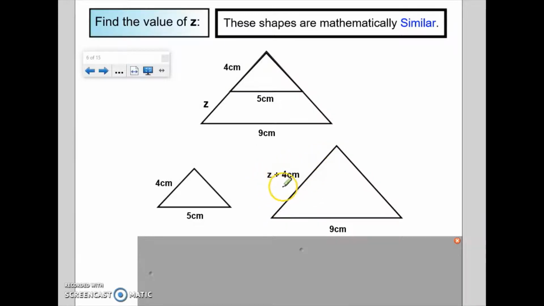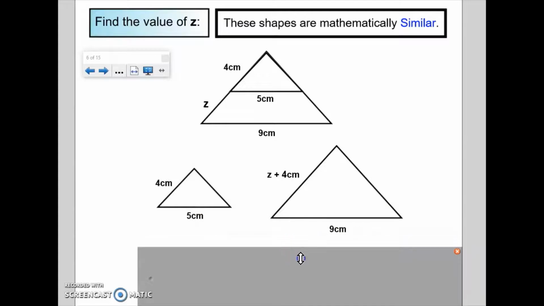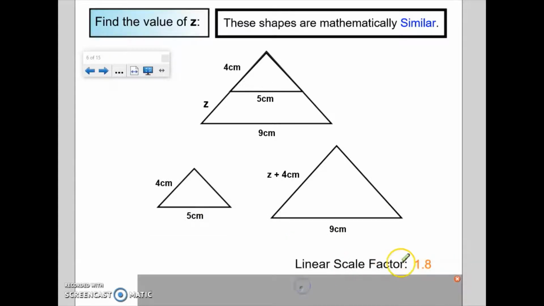Okay, so this is a slightly different question to what we've had in the previous examples. We're just going to need to do one extra little step to solve for z. First of all, I'm going to find my scale factor. So to get from this line here to this line here, this length here on the enlarged shape, what have I multiplied by? 9 divided by 5 will tell me that answer. So I'm dealing with a linear scale factor of 1.8.